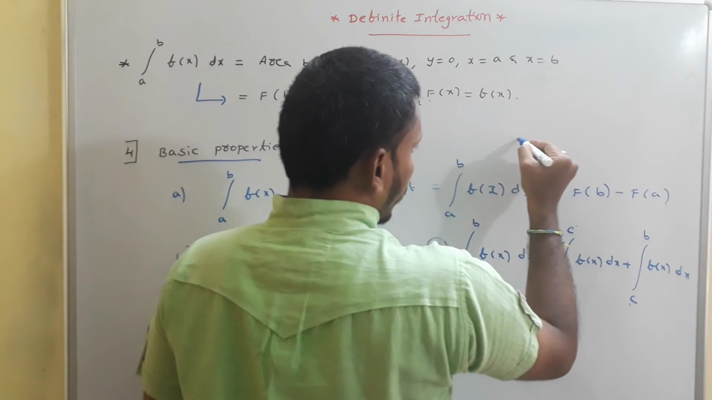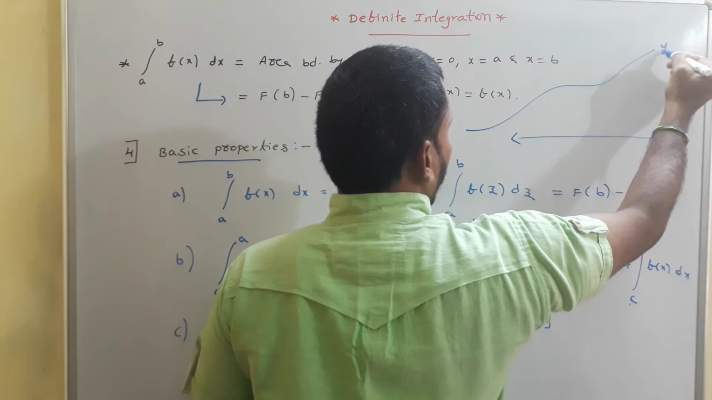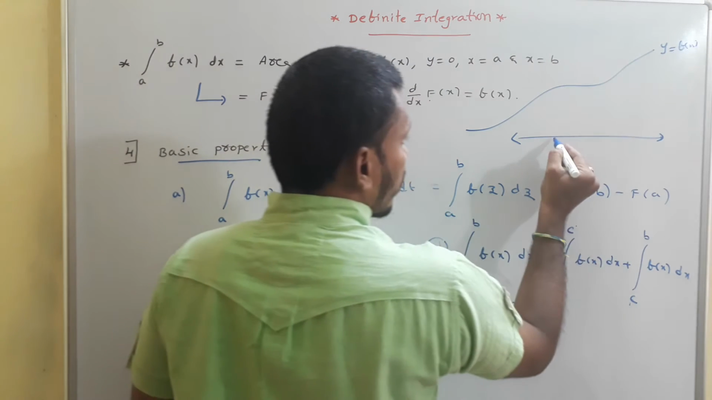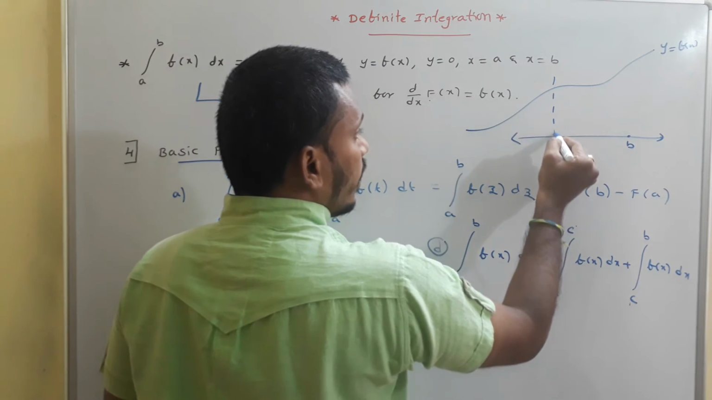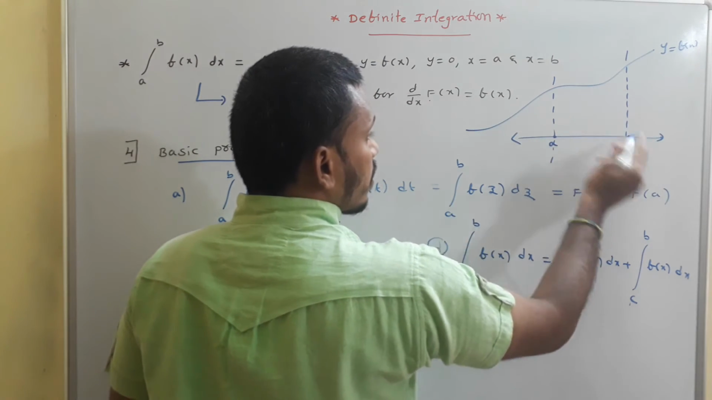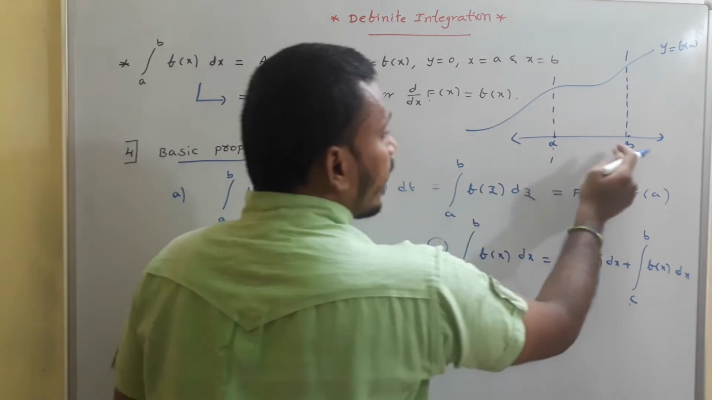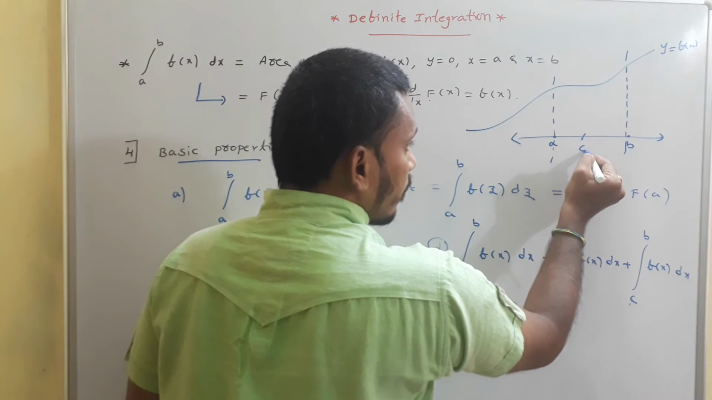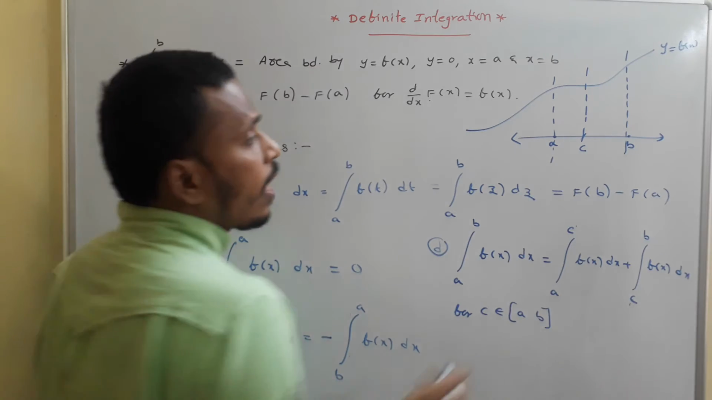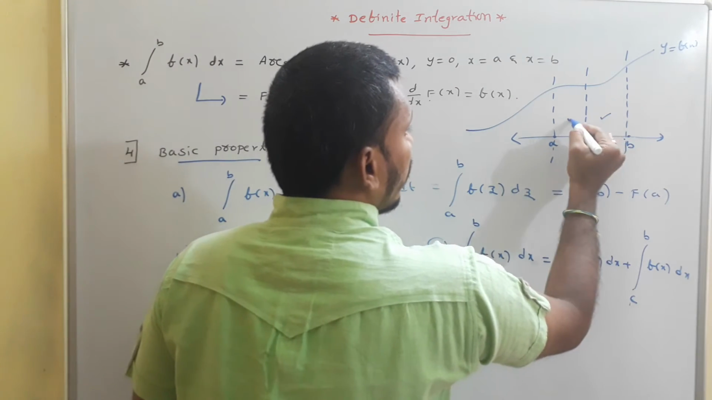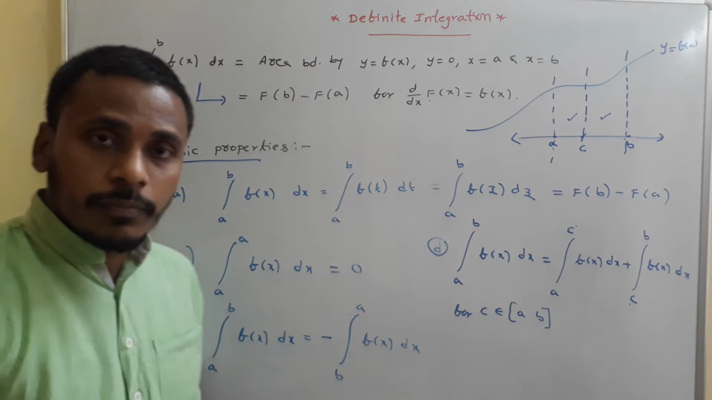See, if this is the x-axis, meaning y is equal to 0, and suppose this is the curve y is equal to f of x, somewhere we have point A, somewhere we have point B. Actually integral a to b f of x dx is nothing but this total area. If you split this total interval at a point, say some c, calculate the area in this boundary as well as the area in this boundary, and add these two areas, then it is equal to integral a to b f of x dx only, right?